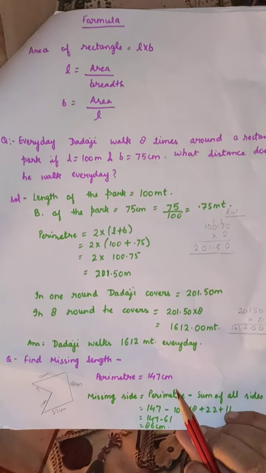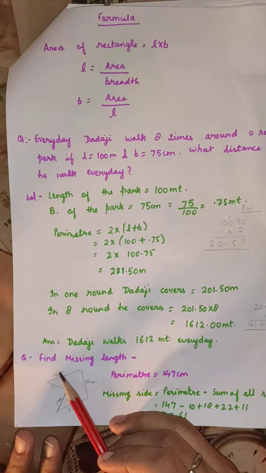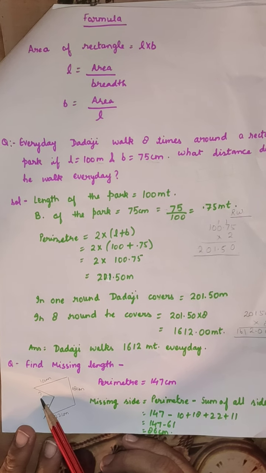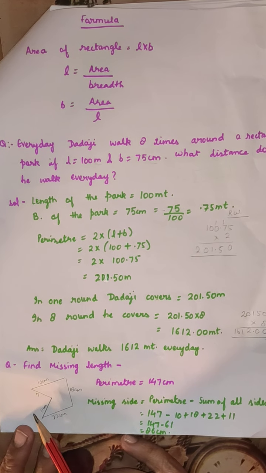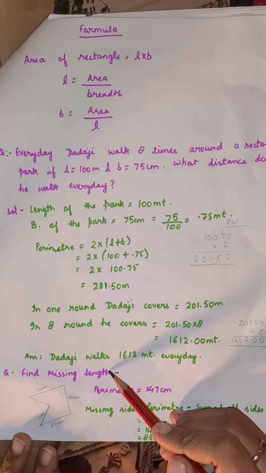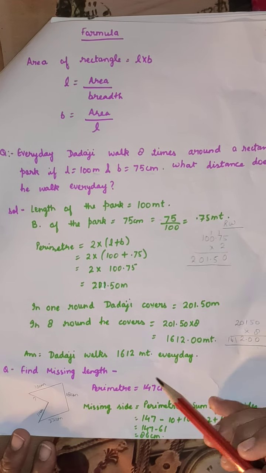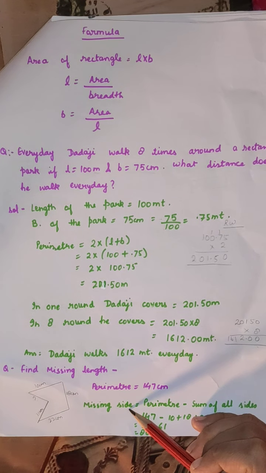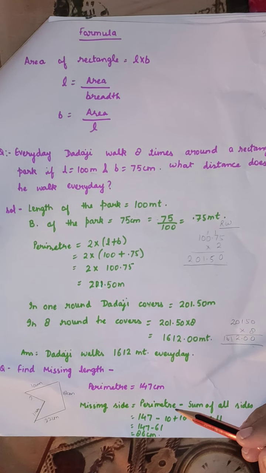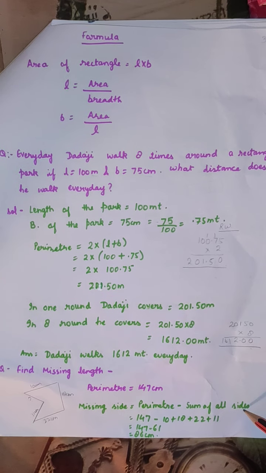Now one question is find the missing length. You have done it earlier also, that if all the sides are given and one side is missing, and the perimeter is given, how can you find out the missing side? Find the missing side. The perimeter is given, 147 centimeter. The formula of the missing side is perimeter minus sum of all sides.